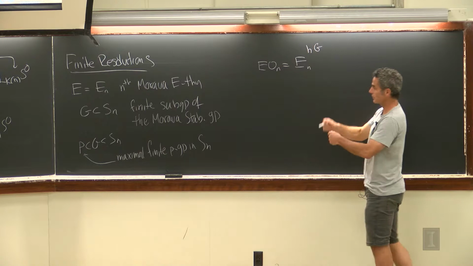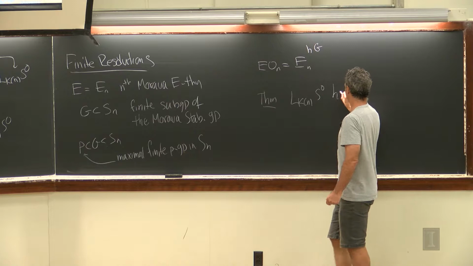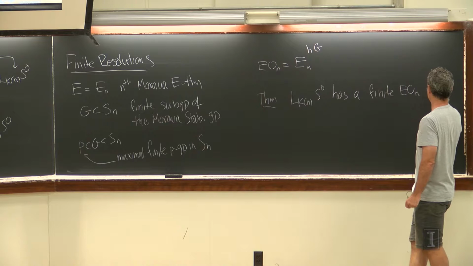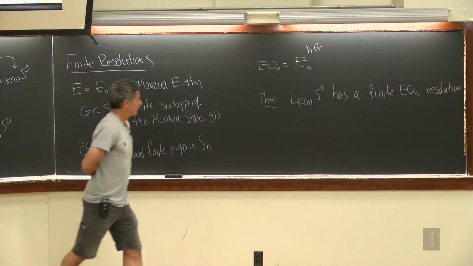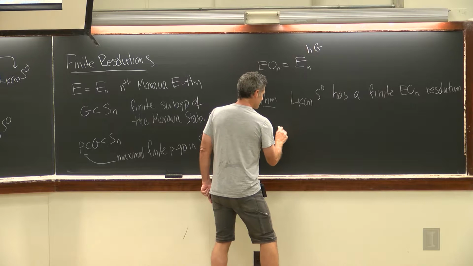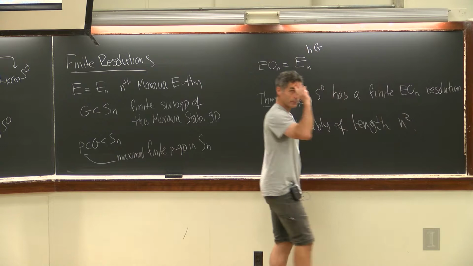So there's an old theorem, and that is that the K_n local sphere has a finite EO_n resolution. And there's an old thing that I never knew if it was a theorem or not. I guess we call that a question in math. There was an old question that it seemed like the length is probably n squared. Okay, and here's an example. This is the prototypical example of this kind of thing.